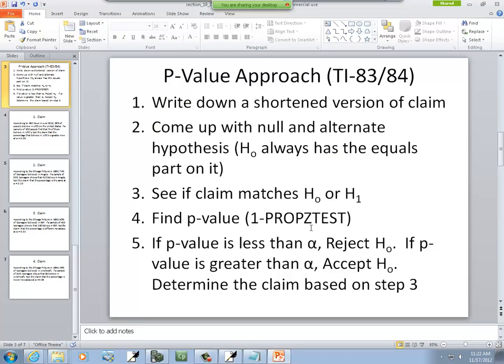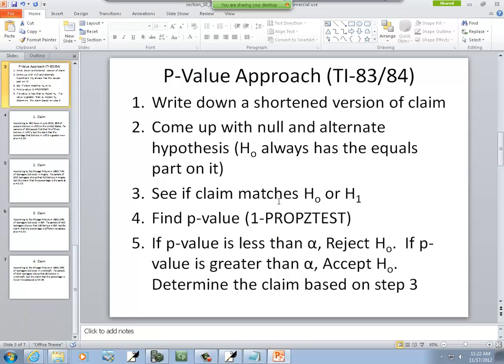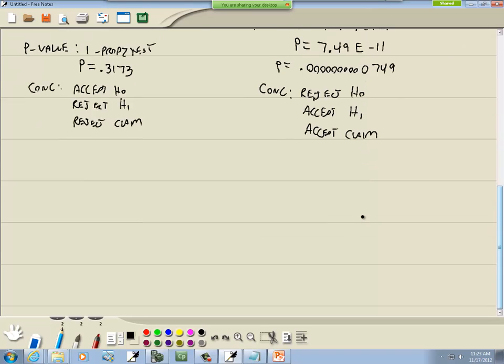Okay, so our conclusion. If p-value is less than alpha, well, alpha is 5%. This is really small. Definitely less than. That says we reject H0. So we're going to reject H0, which means we're going to accept H1. Now our claim matches H1, so whatever we say about H1 is what we say about our claim. So we're going to accept our claim. And those are our answers.